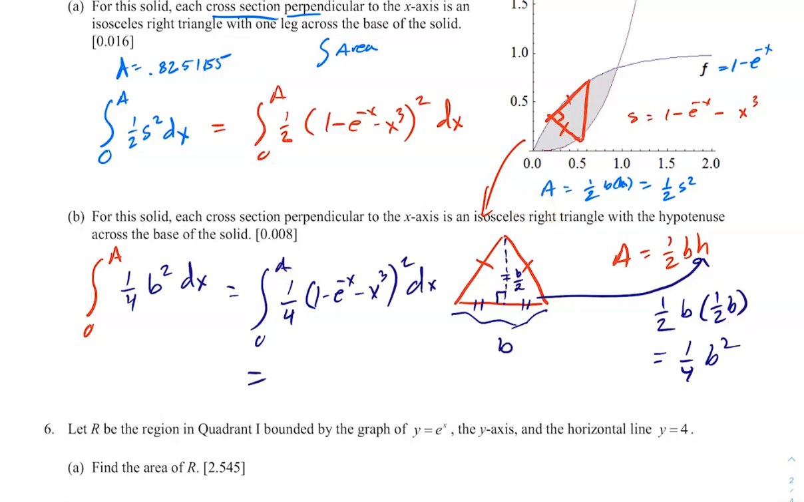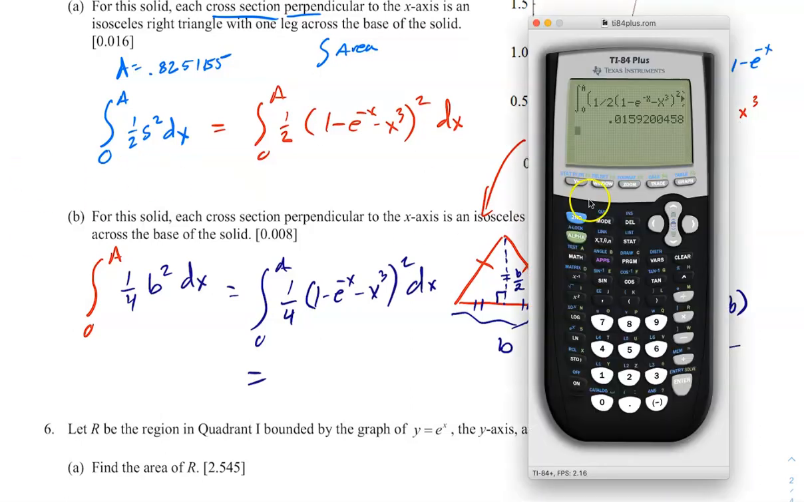So plug that all into our calculator. Bring my calculator back up. I'm just going to go up here and hit enter to copy it. You notice the only difference is instead of 1/2, it's 1/4, so it really should be my other answer divided by 2. Let's double check to make sure. Change that to 1/4 and I get 0.008. Like I said, other answer divided by 2. There you go, so that's that problem.